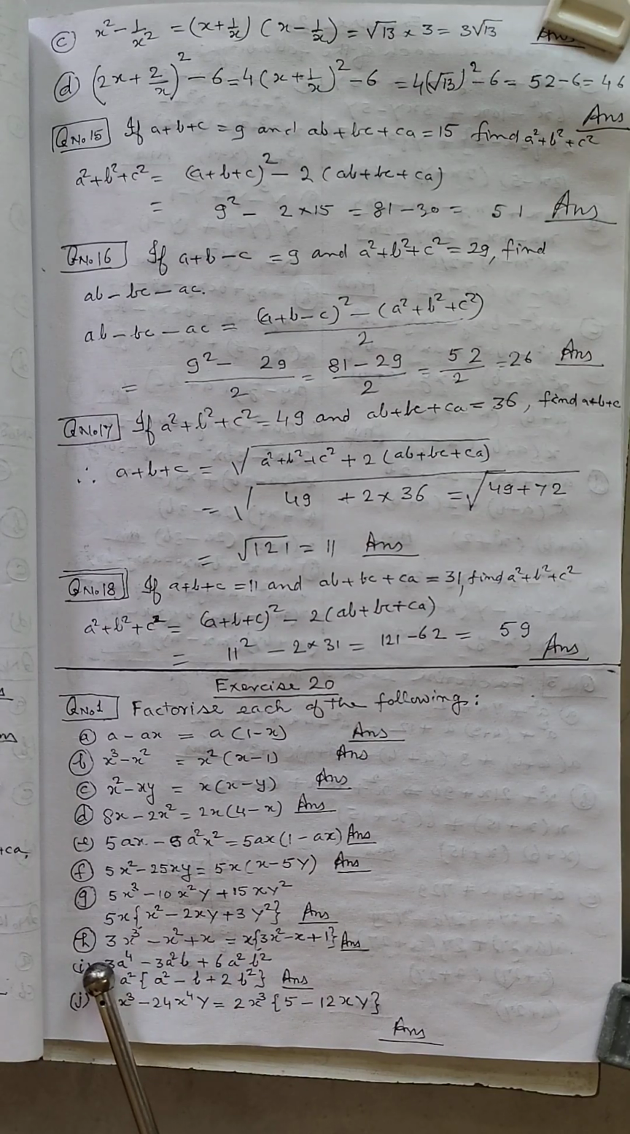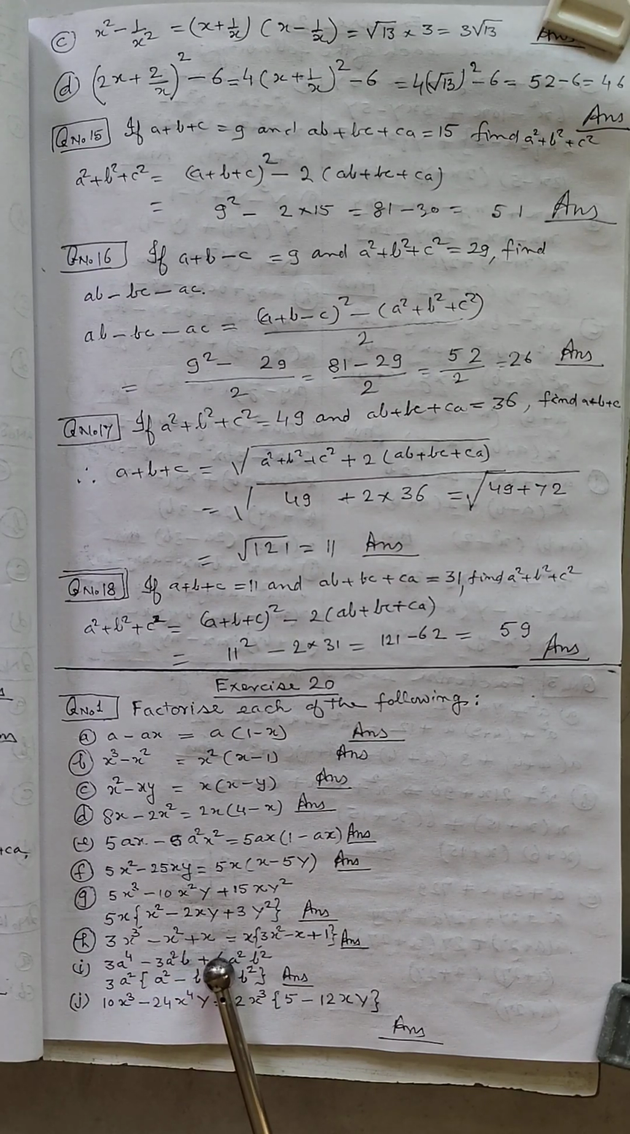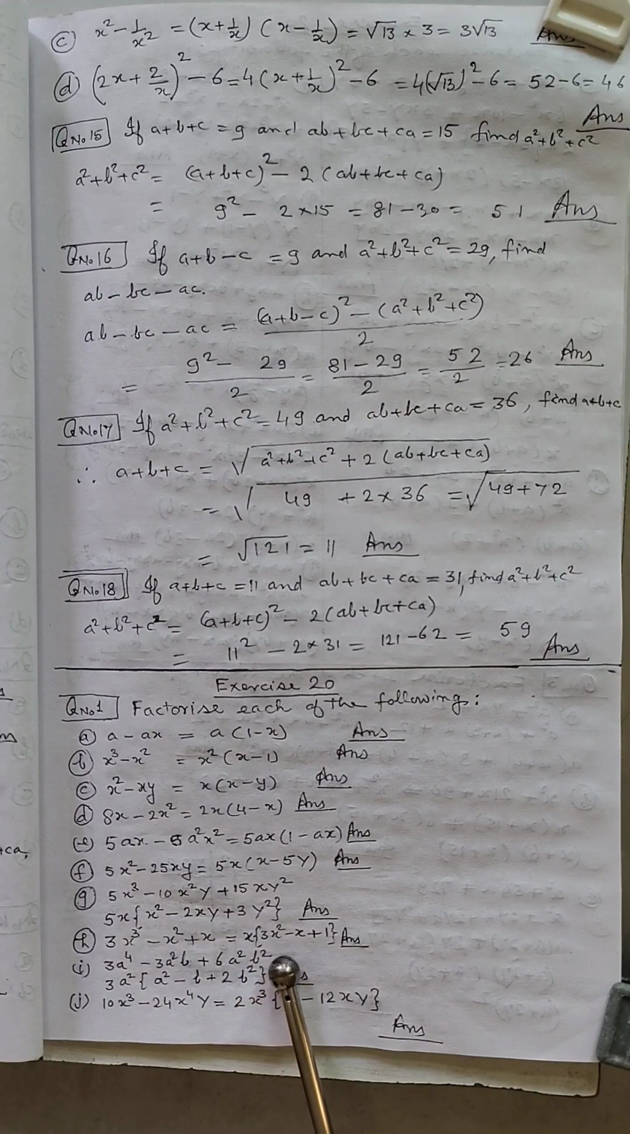Now come to the h part, there is 3x cube minus x square plus x, and after taking x common, we are having inside the bracket, that is 3x square minus x plus 1.